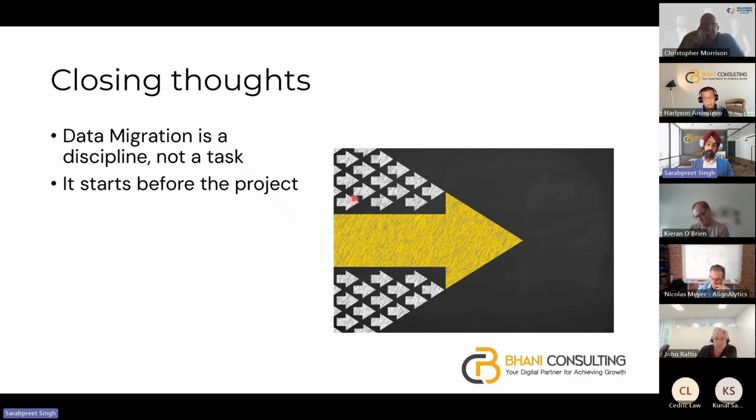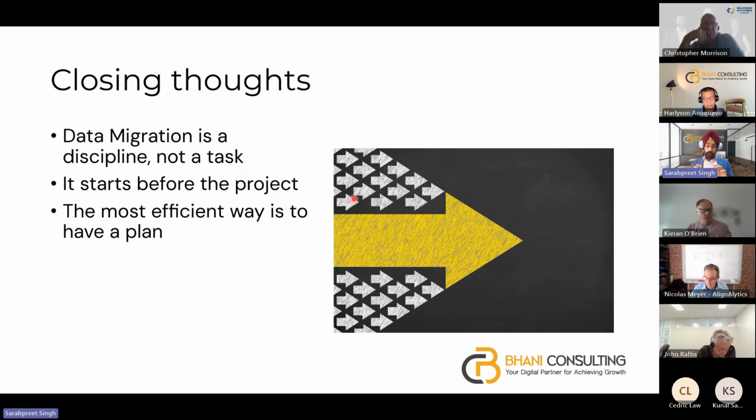The second one is that it starts before the project. What we see is generally data migration starts mid-project, late in the project, and then it delays the whole project. It must start before the project, if not at the start of the project, but the sooner the better.